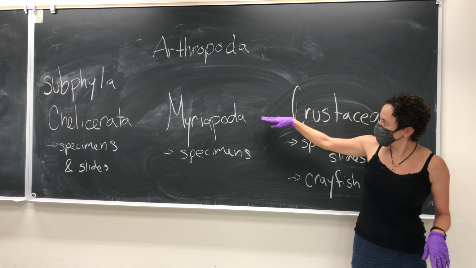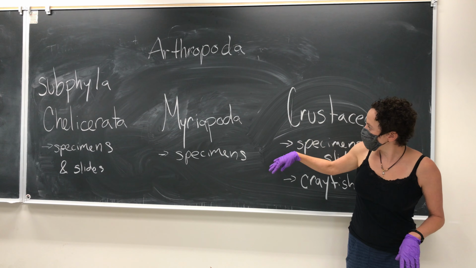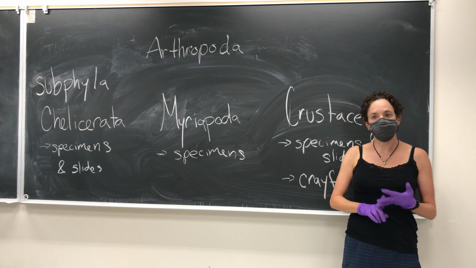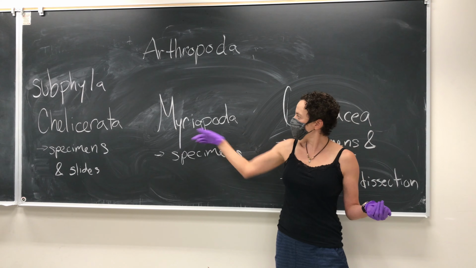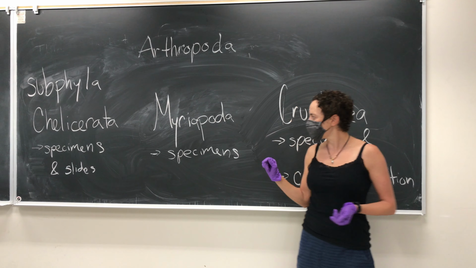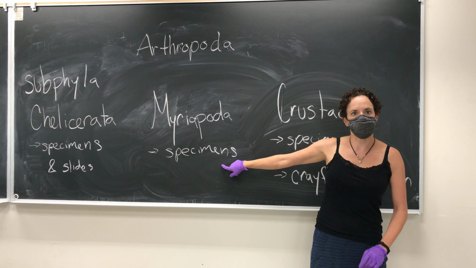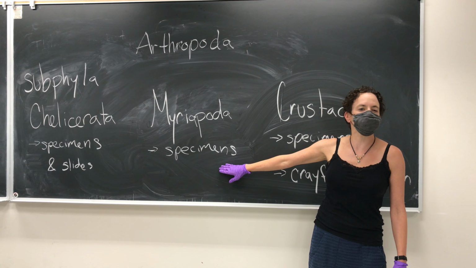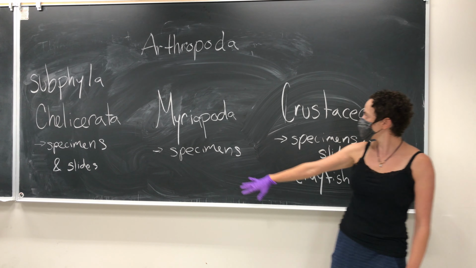Then you're going to look at the Myriapoda, and these are the centipedes and millipedes. Myriapod just means lots of legs. And we just have some specimens. So all of these, or most of them, are relatively large bodied.